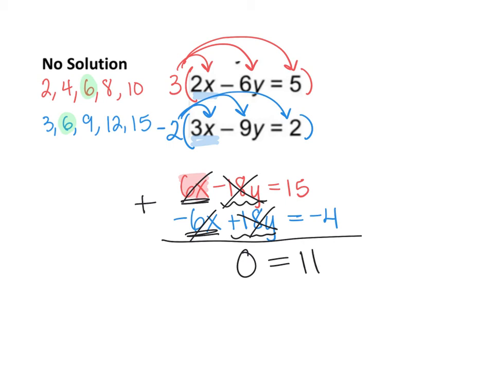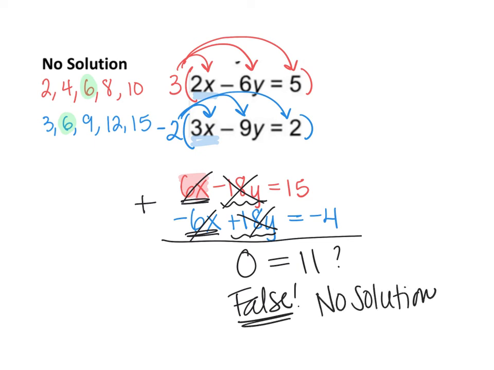Is 0 equal to 11? That is false. That is why there is no solution. Again, pulling it all together by what we did when we graphed, if we were to graph this, you guys did a great job on your homework quiz, the graph would look like that. They would never cross.